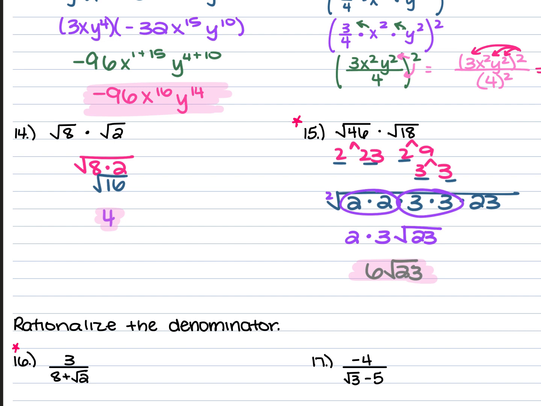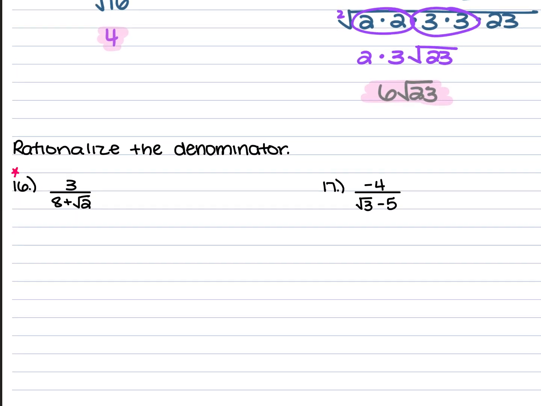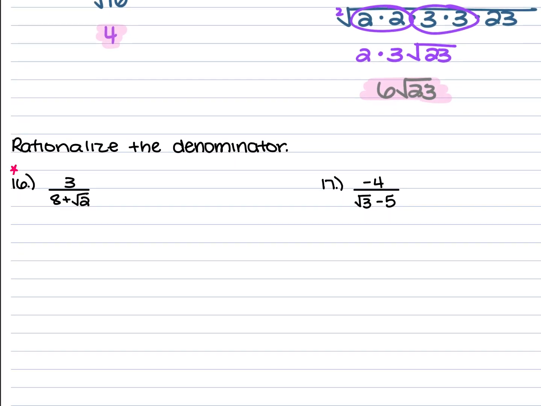For 16 and 17, it asks you to rationalize the denominator. 16 is the 7th one out of these that is starred, so that's a hint. For this one, you have 3 over 8 plus the square root of 2. You need to find the conjugate first of that denominator. You find the conjugate by keeping the two terms but changing the sign in between them. So you're going to put parentheses around the denominator, keep the 8, keep the square root of 2. Instead of putting the plus in between them, put a minus in between them.